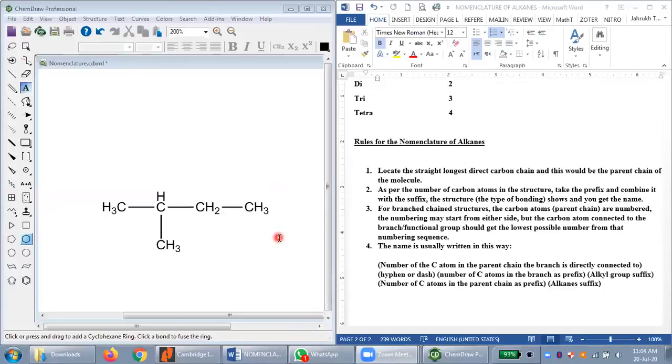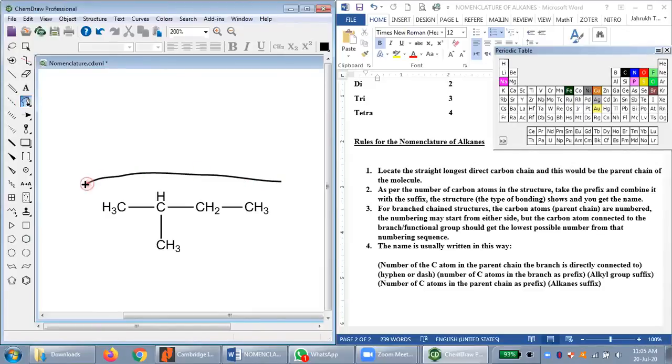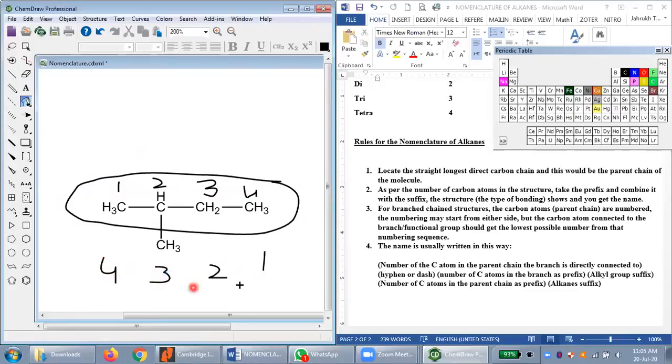Moving on. I've also done step number 3 for you. So what we are going to do over here is that we are going to go with pen tools, and let's do it like this. This is our parent chain. Now let's try to go with the numbering, and let's try to go with the simplest numbering: 1 from left to right, 2, 3, sorry, and 4. Clear? But we can go with right to left numbering as well. So that would be 1, that would be 2, that would be 3, and that would be 4.